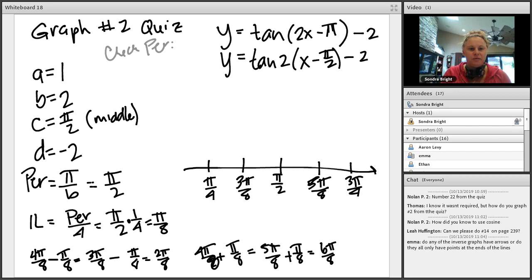So I would take the most right tick mark and subtract from it the most left one, which would give you a 2 pi over 4. That reduces to a pi over 2. Is that what we said the period would be? Yes. All right, so my tick marks are good.